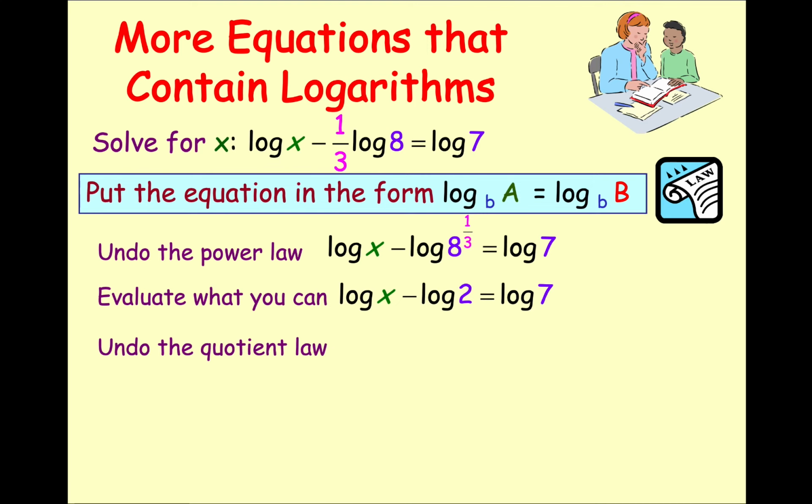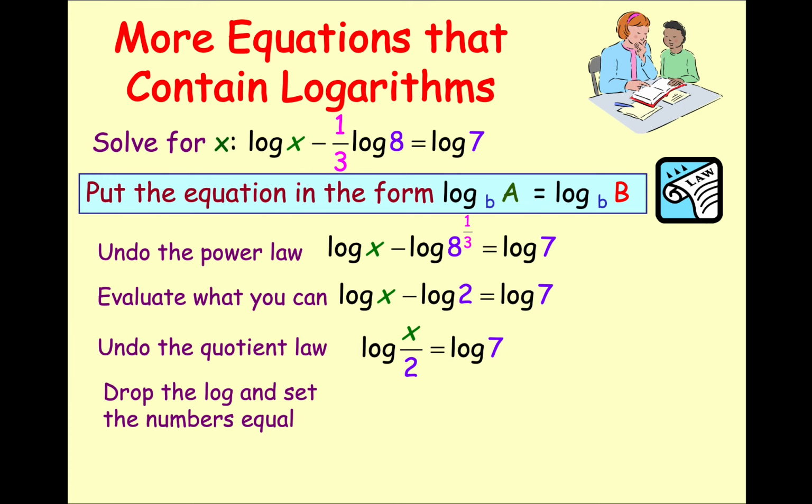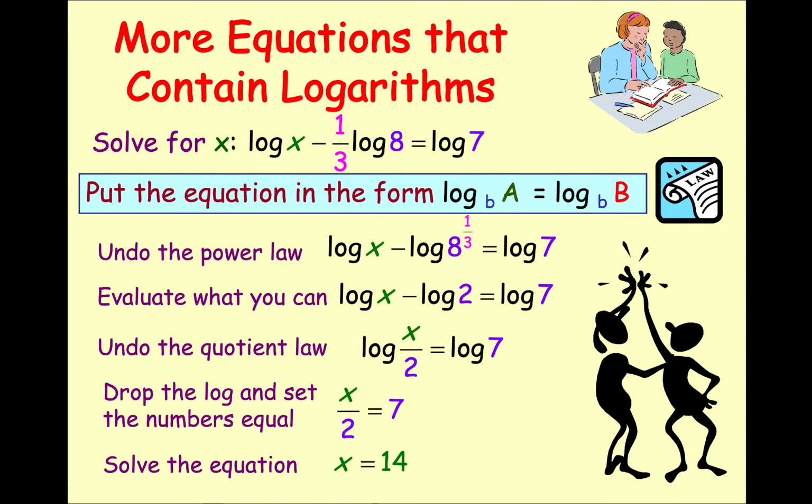Undo the quotient law. Log x minus log 2 is the same as log of x divided by 2 equals log 7. Because they're both in the same base, we can drop the logs. So we get x over 2 equals 7. Solve the equation. We get x equals 14. Done. Easy.